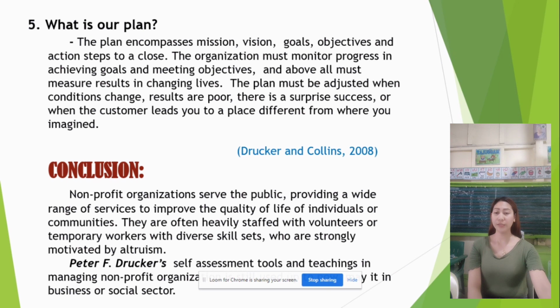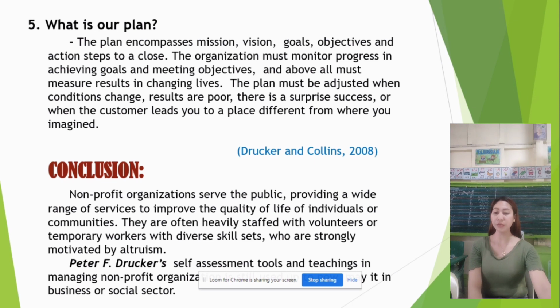5. What is our plan? The plan encompasses mission, vision, goals, objectives, and action steps to close. The organization must monitor progress in achieving goals and meeting objectives, and above all, must measure results in changing lives. The plan must be adjusted when conditions change, results are poor, there is surprise success, or when the customer leads you to a place different from where you imagined.